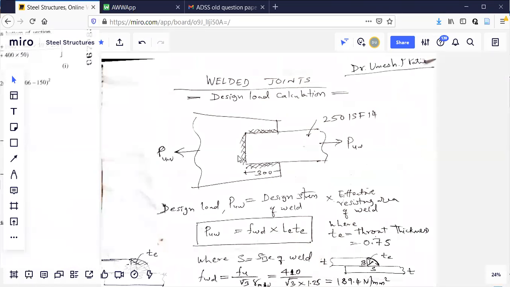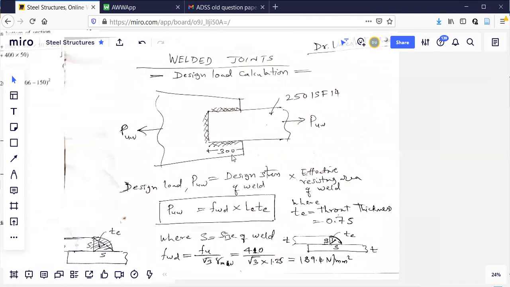So here, design load calculation. For example, you can see this basic, elementary problem in welded connection. When you try to solve problem number 1 in welded connection, you will be attempting this. This is 250 ISF 14. 250 ISF 14 means Indian Standard Flat. 250 means width, 14 means thickness. I think you may be knowing this. I don't know whether I'm repeating all this.